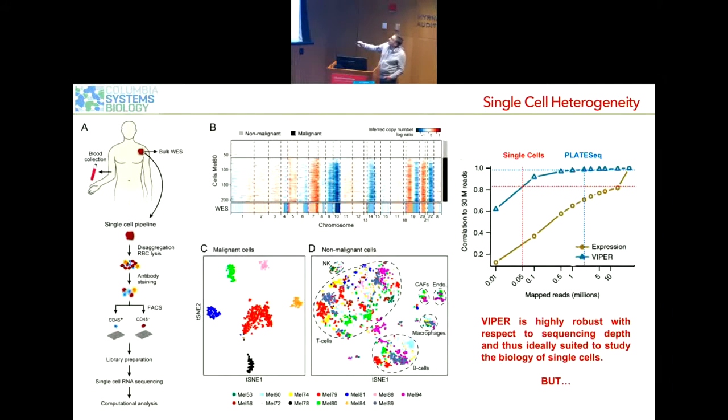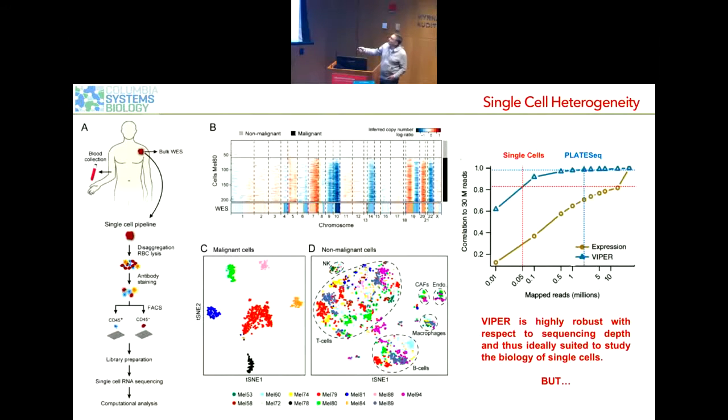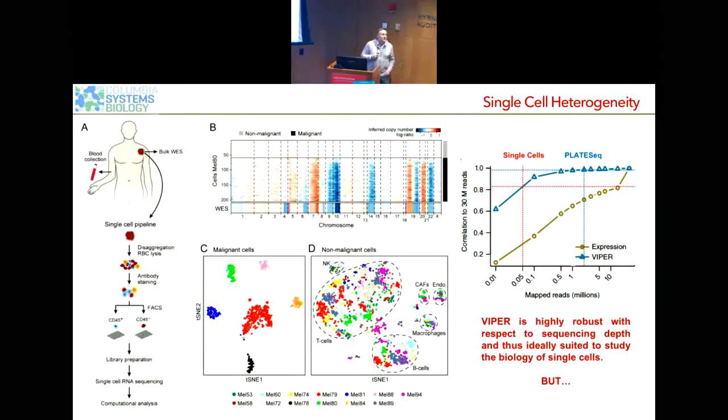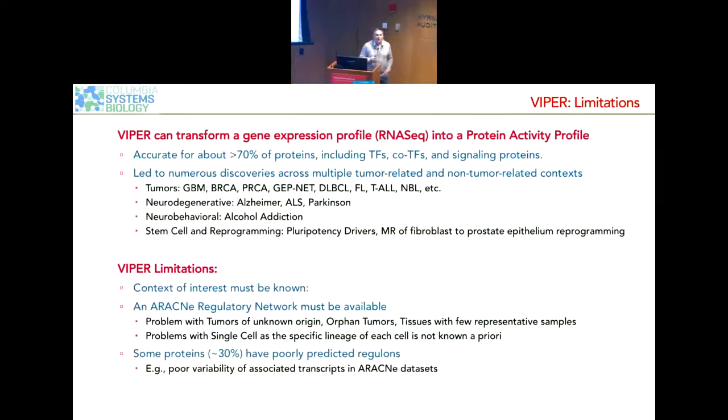But if you go to a single cell level, which is around maybe 50,000 to 20,000 reads, you still have a correlation of about 0.8, as opposed to a correlation of maybe 0.3 that you would get from gene expression. So this is great, but there's a bit of a problem. Single cells are like a box of chocolates. You never know what you're going to get.